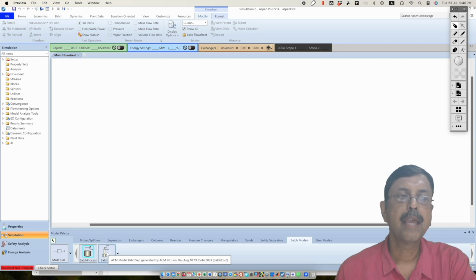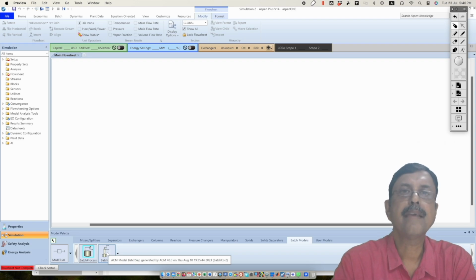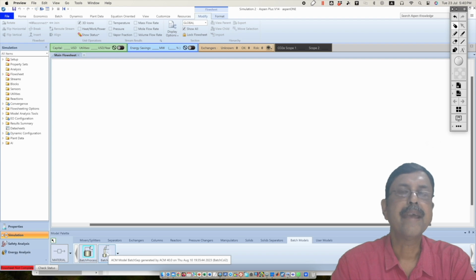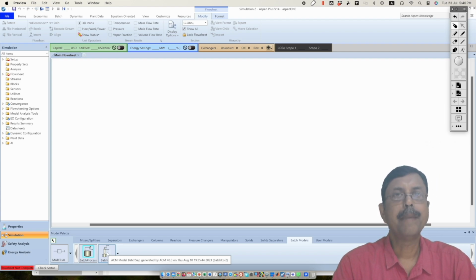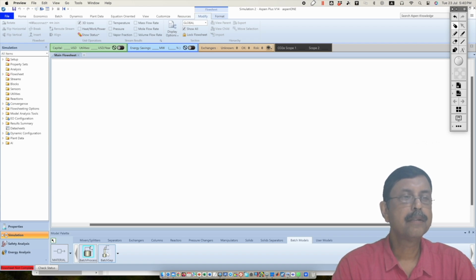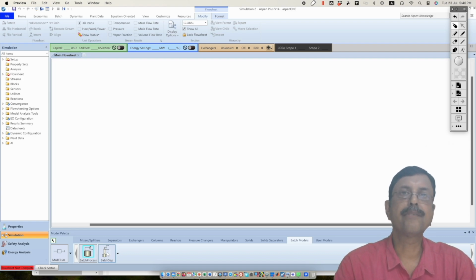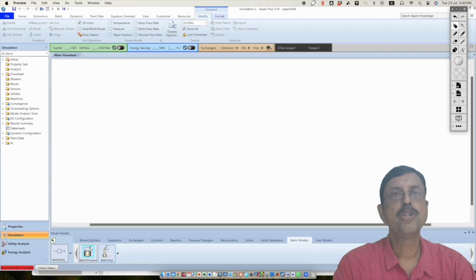It is written SEM model batch sep generated by SEM 40.0. SEM means Aspen Custom Modeler. Aspen Custom Modeler is a different type of modeling method that is available under the umbrella of Aspen Plus. This is not the course for Aspen Custom Modeler, but the batch separation process can be used in the Aspen Plus domain, and it has been generated by the Aspen Custom Modeler tool.